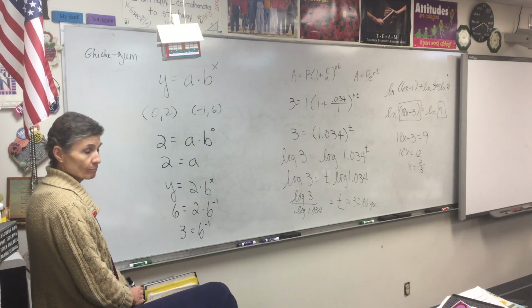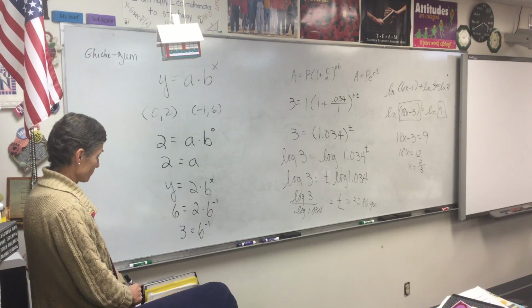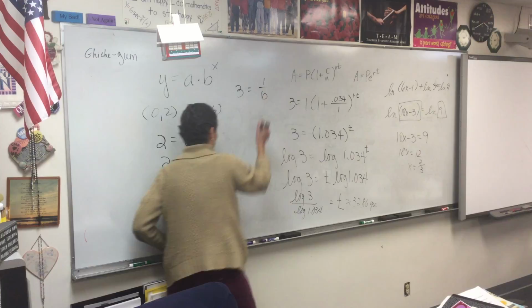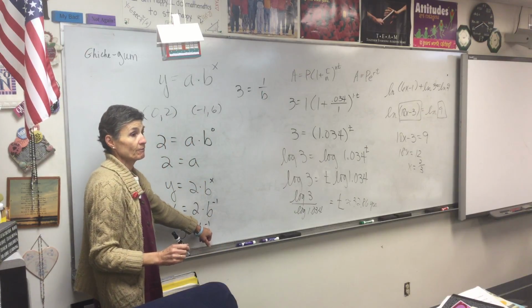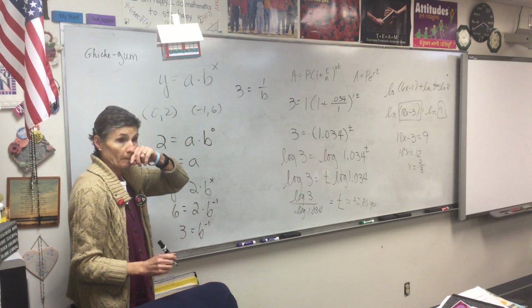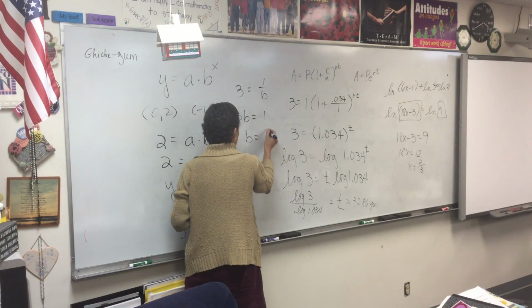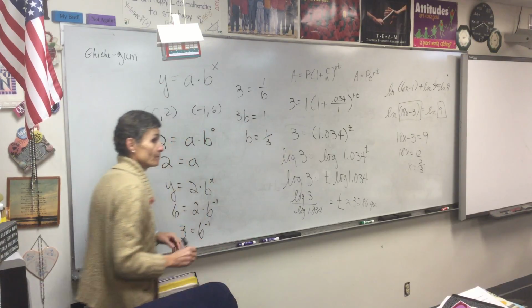So what? So one strategy is to say, okay, that means 3 equals 1 over b, because b to the -1st means 1 over. So 3b equals 1 and b equals 1/3.